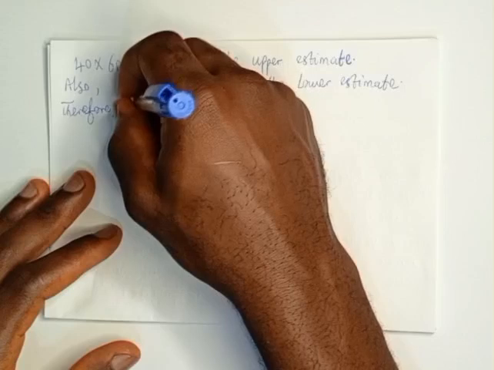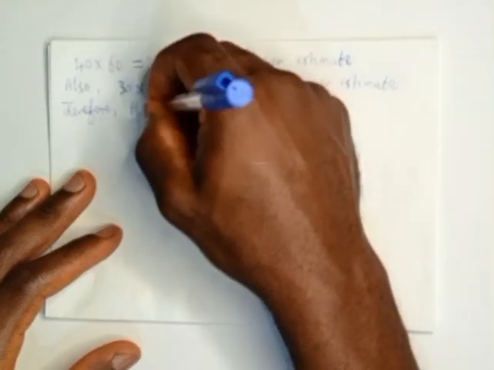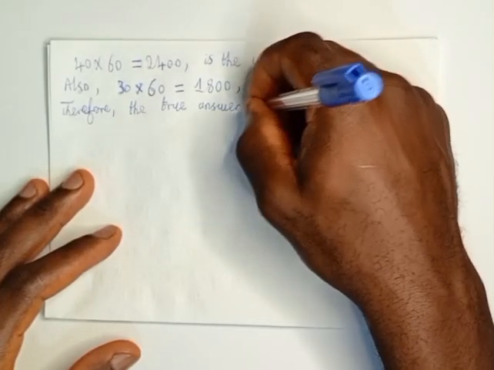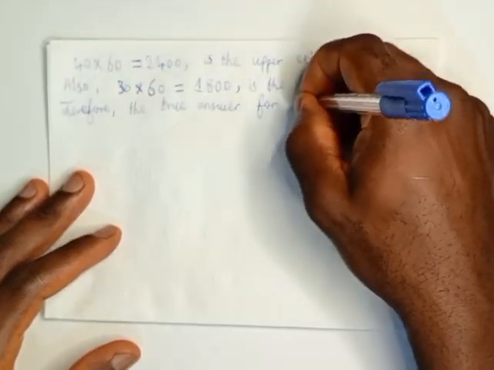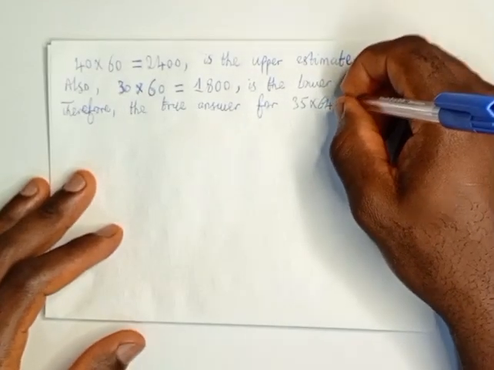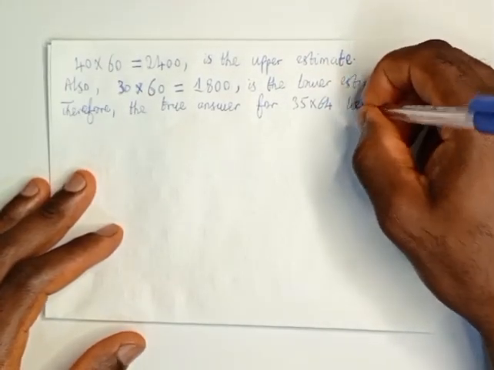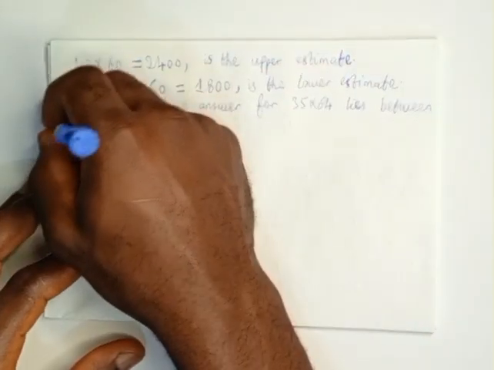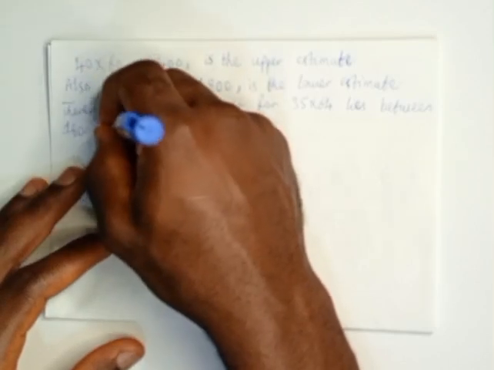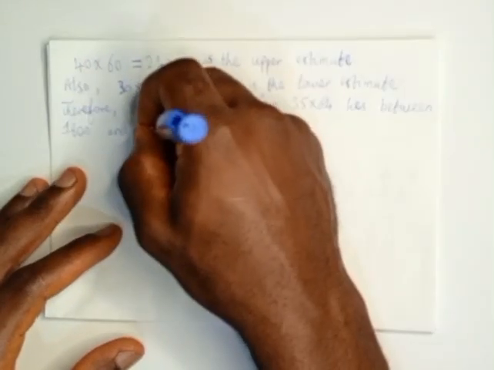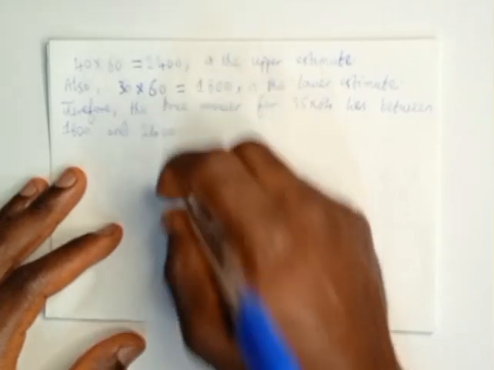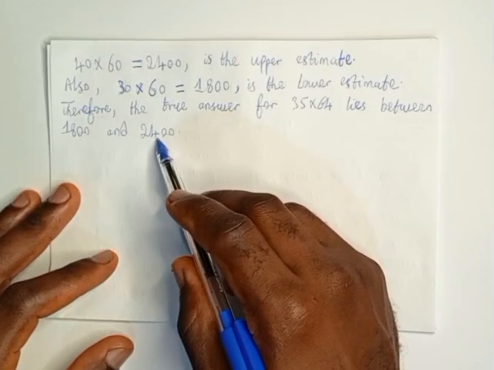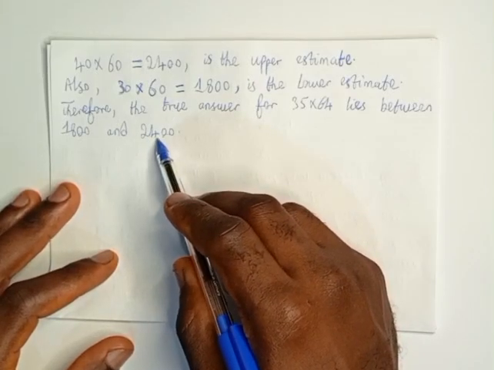Therefore, the true answer for 35 times 64 lies between 1800 and 2400. That means the true answer cannot be less than 1800 and the true answer cannot be above 2400.